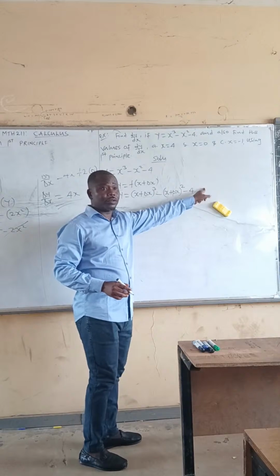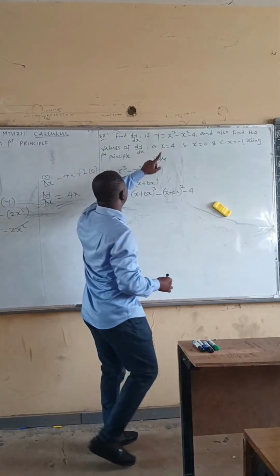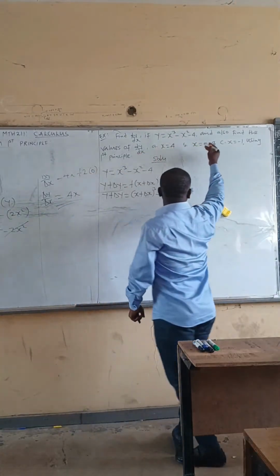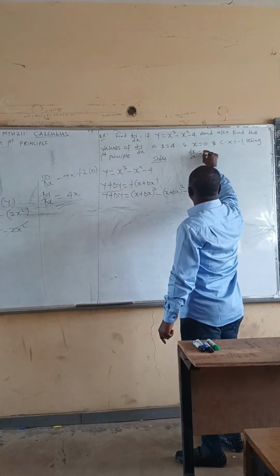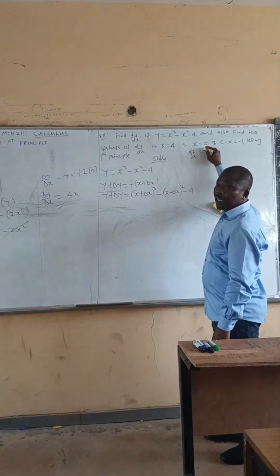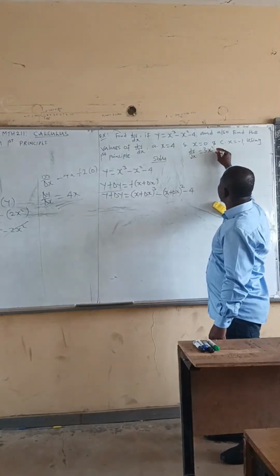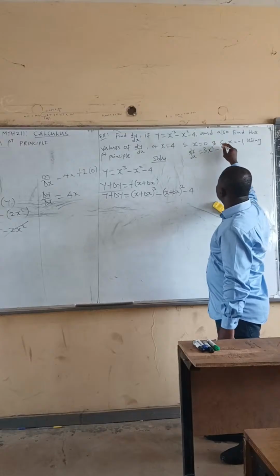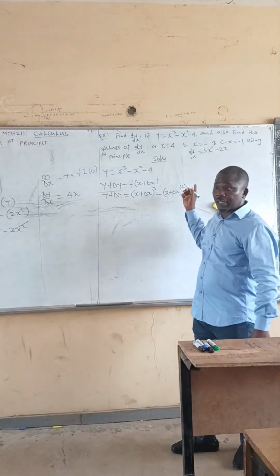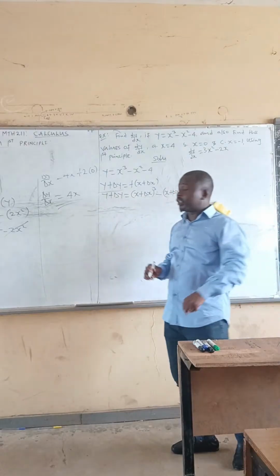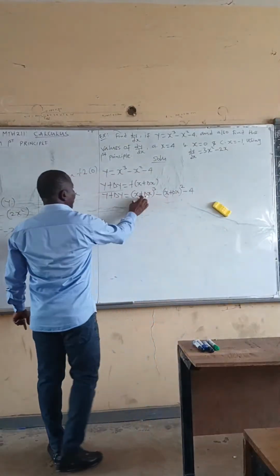Ordinarily, if we differentiate this function, what do you think we are supposed to have? If we differentiate this function, dy over dx, we are supposed to have 3x squared minus 2x. True or false? This is what we are supposed to have, ordinarily.